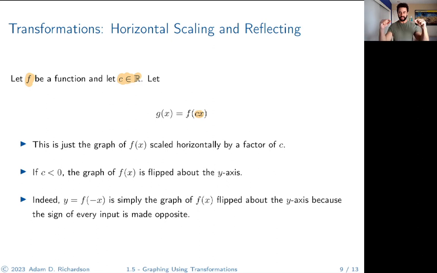Because inputs are on the x-axis, if we start multiplying them, it's going to have this effect. It's going to squish or expand horizontally, by a factor of c. Similar behavior here: if c is negative, then it flips your graph around the y-axis.